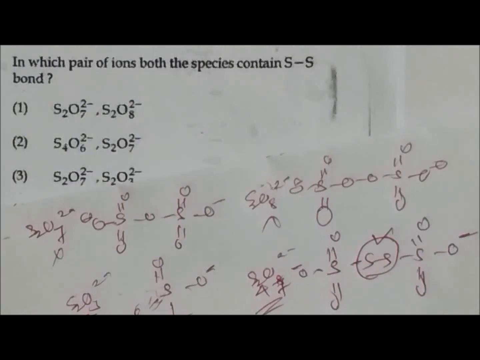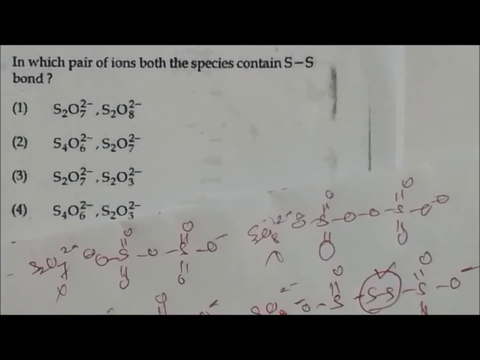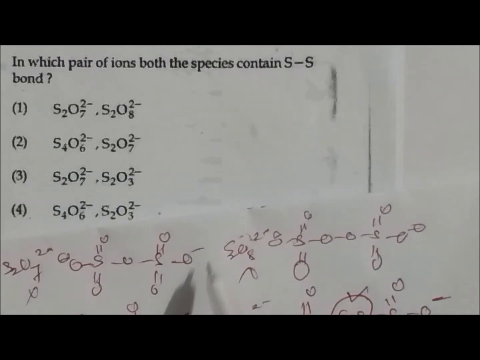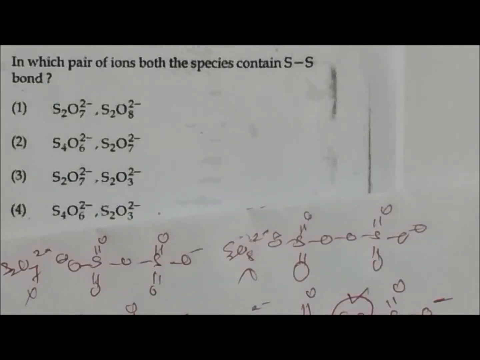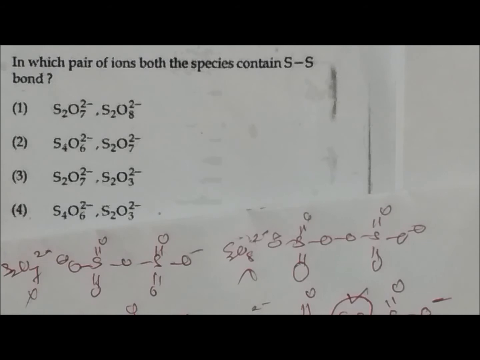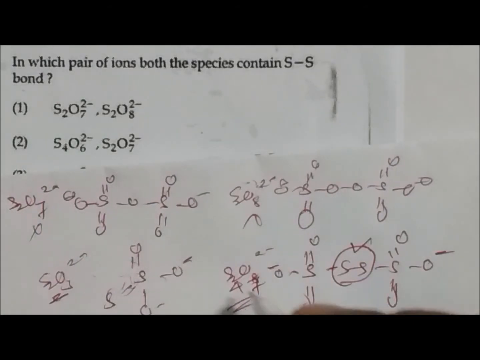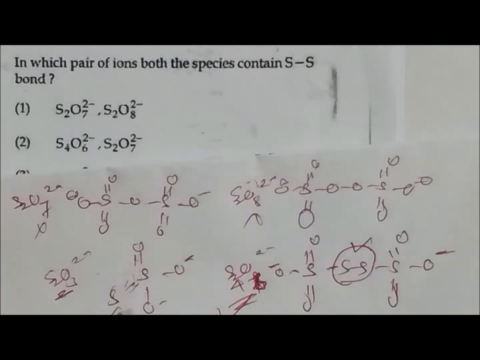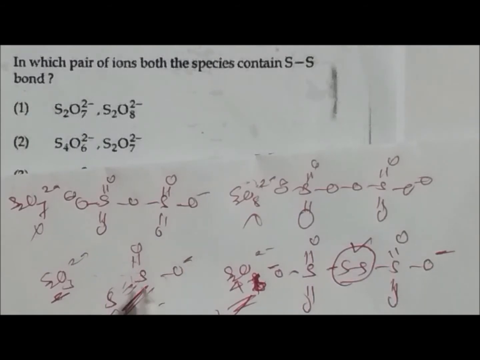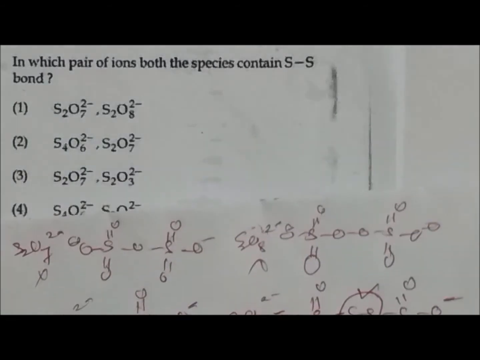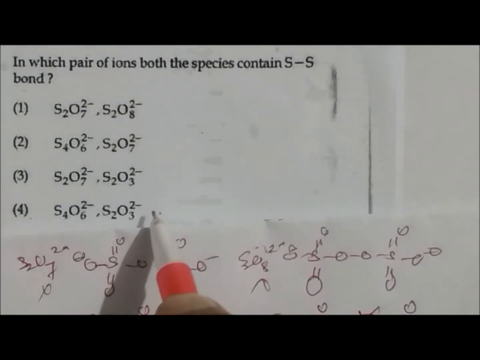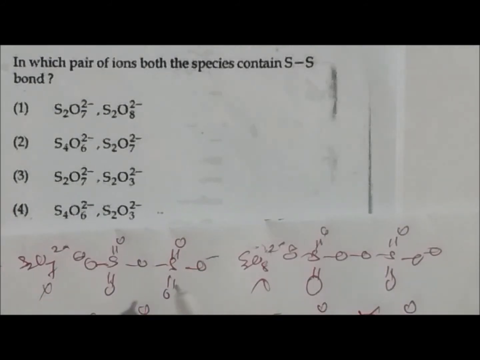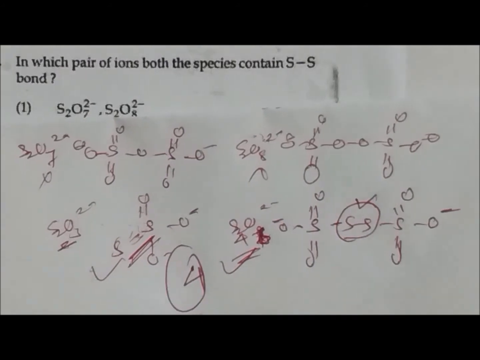Out of these options, which have sulfur bonds? If you see carefully, which is our answer? In this case there is 6. So one is this answer and one is this one, because there is a sulfur bond, and the double bond can be considered as 1. If you see carefully, we have only this option correct. So option 4 is our correct answer.